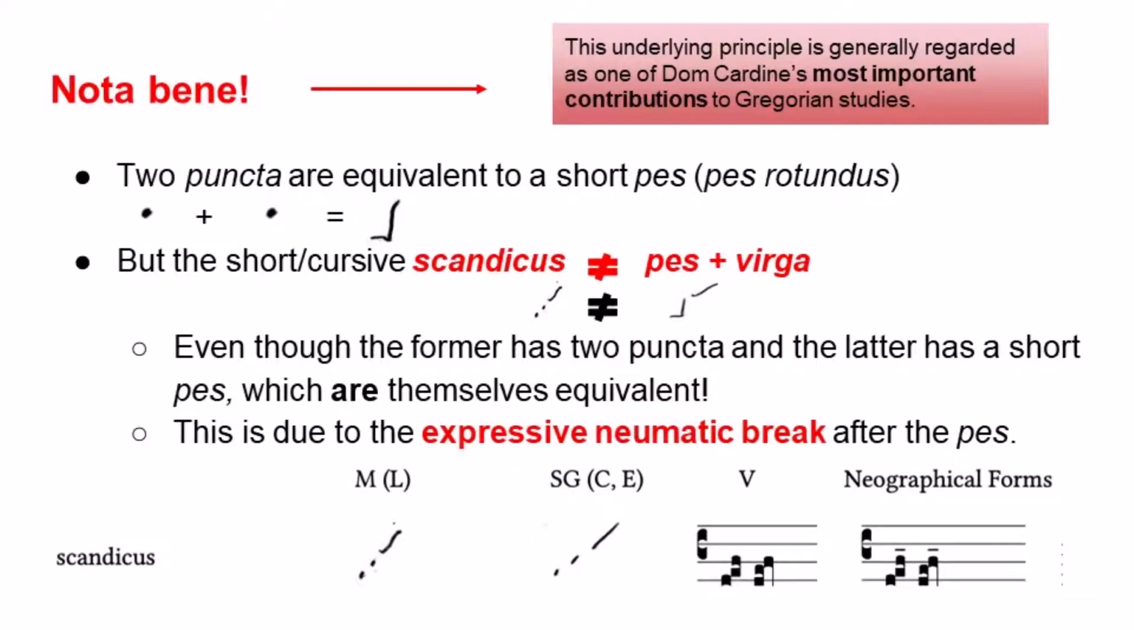Although the two puncta are equivalent to a short pes, or pes rotundus, the two figures shown here are not rhythmically equivalent. The latter is considered a partially cursive form, with the rhythm short, long, long, because of the expressive pneumatic break between the pes and the virga.